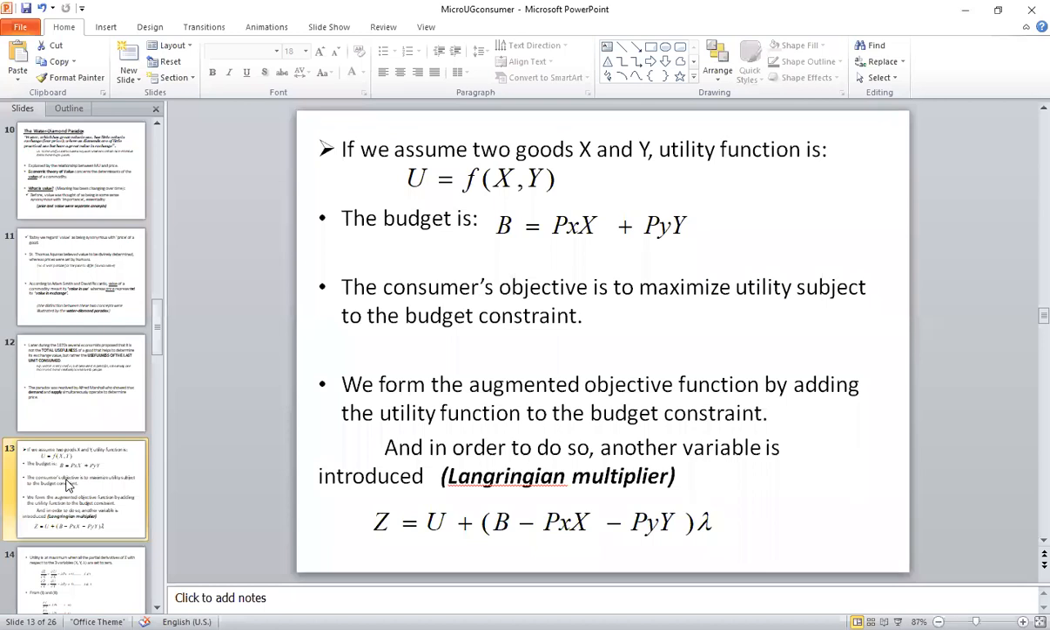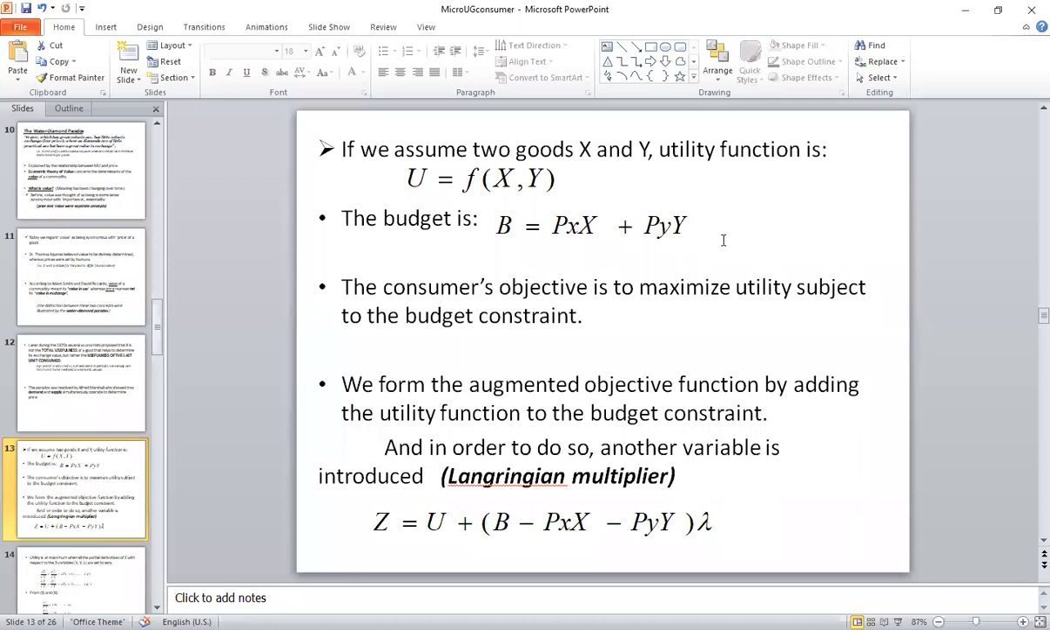Remember, in the other derivation, we assumed that there is only one commodity X, but in the assumption, we are dealing with a variety of commodities. But still, for simplicity, we shall look at only two commodities, X and Y. So we want to see how we derive the equilibrium of the consumer when we consider two commodities. This time utility is a function of X and Y, and the budget now becomes PX·X plus PY·Y. Of course, the consumer's objective is to maximize utility subject to the budget constraint, because the budget is fixed. So it is a constraint.